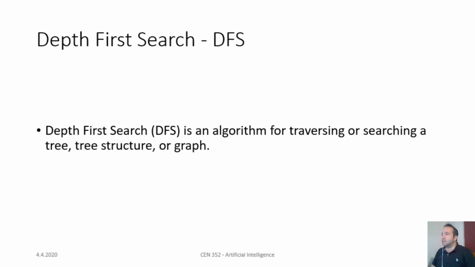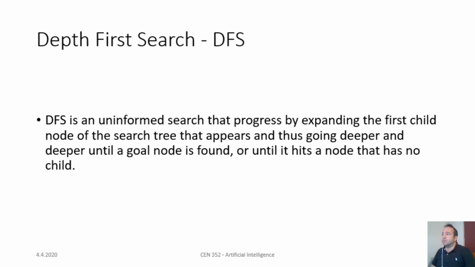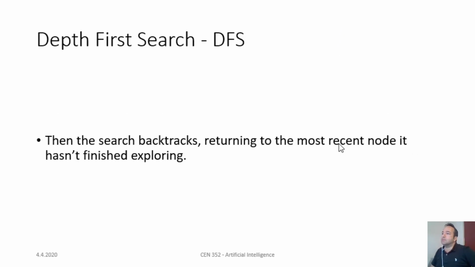First of all, what is depth first search? Depth first search is an algorithm for traversing or searching a tree structure or graph. It is an uninformed search, like breadth first search, that progresses by expanding the first child node of the search tree that appears and thus going deeper and deeper until a goal node is found or until it hits a node that has no child. So what happens when it hits a node that doesn't have a child? It is going to start going back. The search backtracks, returning to the most recent node it hasn't finished exploring.